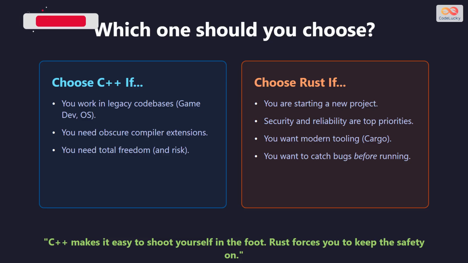So, which should you choose? Stick with C++ if you are maintaining existing legacy systems like game engines or operating systems where rewriting is impossible. But for new projects, command line tools, or network services, Rust is the superior choice. It forces you to write correct code from day one, saving you hundreds of hours of debugging later.